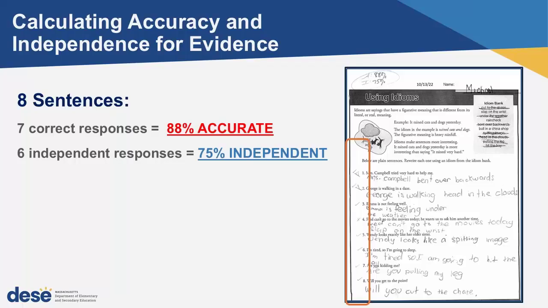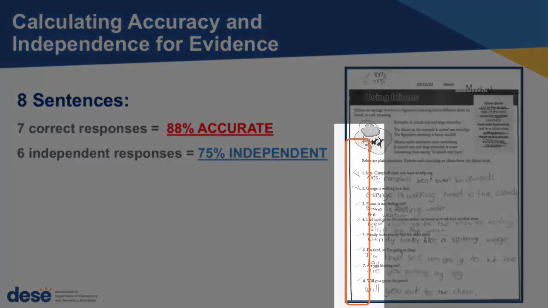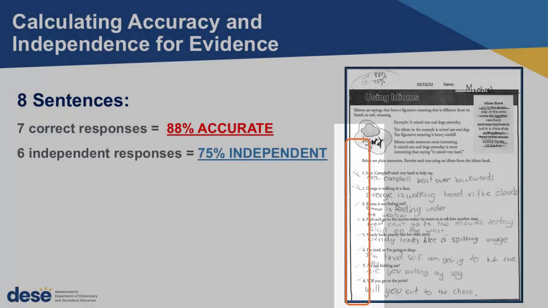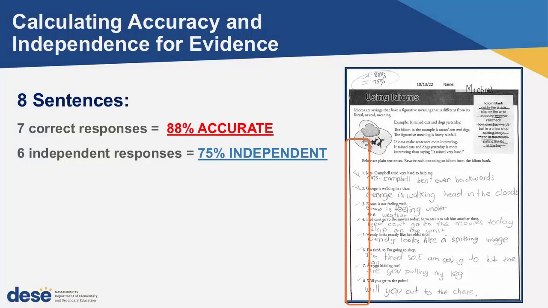And so you can see here, this is Michael's, and he's doing idioms. And there are 8 sentences. Of those sentences, you'll see in the box there are 7 correct responses. And so the 7 correct responses calculates to 88%. And then they had 6 of the 8 were independent. So we're looking for independence. So 6 of 8 independent responses is equivalent to 75%.